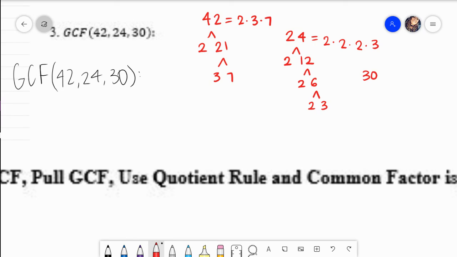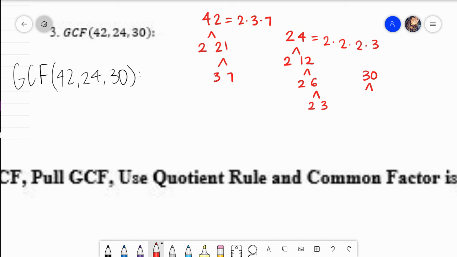And now we need to go ahead and look at 30. Y'all, you could either divide this by 2 because it's even, or you could divide this by 3 because it can also be divided by 3. Just because it's even doesn't mean you can't divide it by 3. If it is divisible by 3, you can divide it by 3. It's however you want to do it.